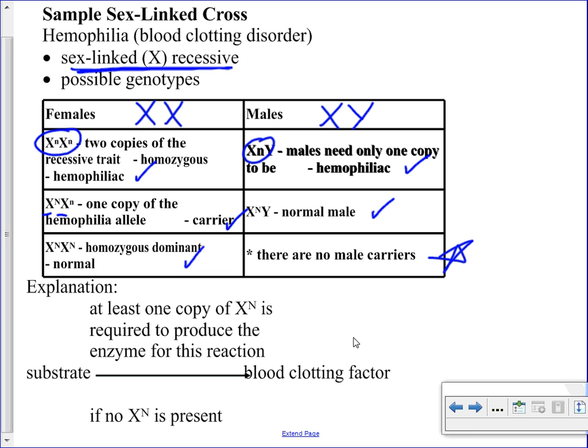What is the explanation for this? Well, in order to clot the blood, you need to make several different blood clotting factors, and there are several different kinds of hemophilia.